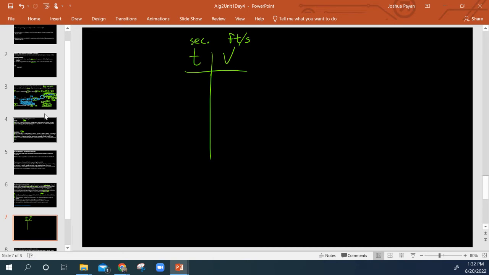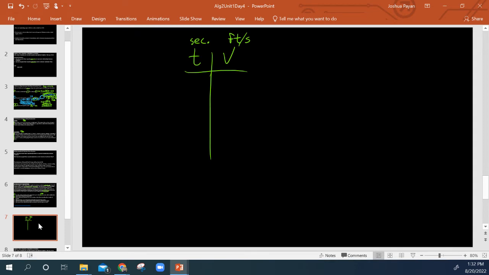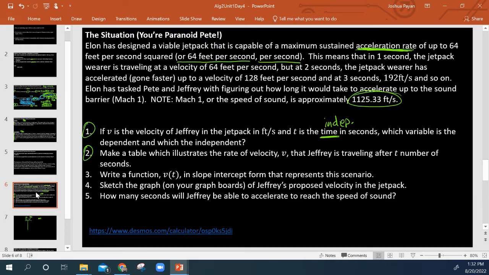So we go back to what we read. We see the acceleration rate is 64 feet per second per second. So what that means is 64 times the number of seconds. That's going to give us our velocity. So our velocity can be explained that simply.